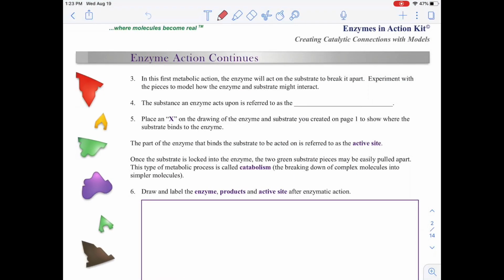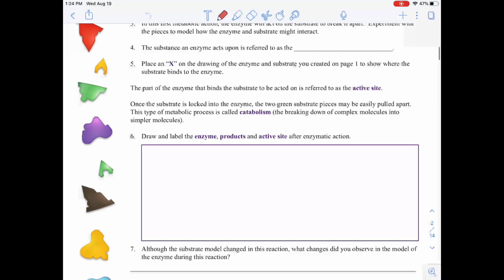Number 4 says the substance an enzyme acts upon is referred to as the, and you should know this one, but take a second to fill it in, it is the substrate. It says place an X on the drawing of the enzyme and substrate you created on page 1 to show where the substrate binds to the enzyme. So you want to put an X on the drawing that you drew above where that green substrate goes into the gray enzyme. The part of the enzyme that binds the substrate to be acted on is referred to as the active site.